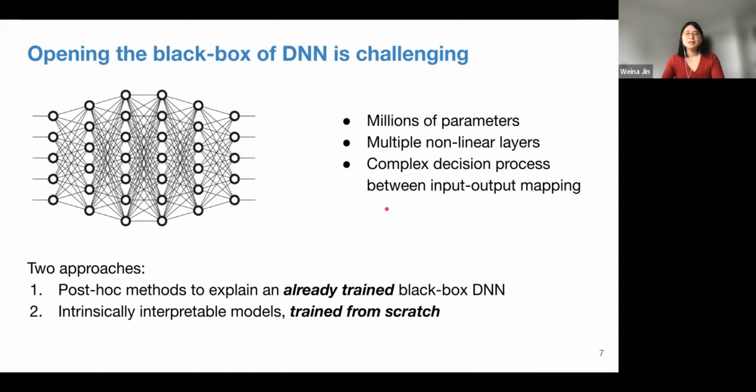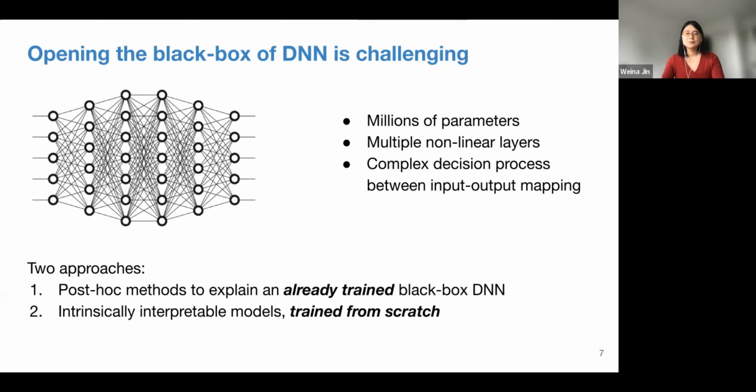So explanation is useful, but opening the black box of the deep neural network is quite challenging, because deep neural networks, the state-of-the-art models, usually consist of millions of parameters with tens or hundreds of layers, and include some very complex nonlinear mapping from the input to output. So the decision process is very complex, even for human AI developers to understand. So generally, there are two approaches to open the black box of AI.